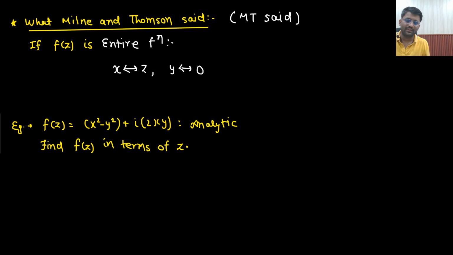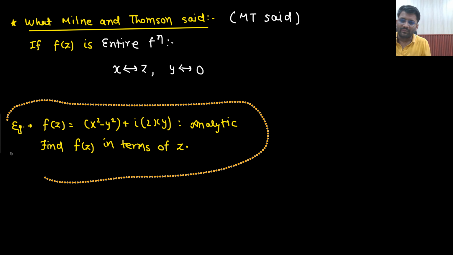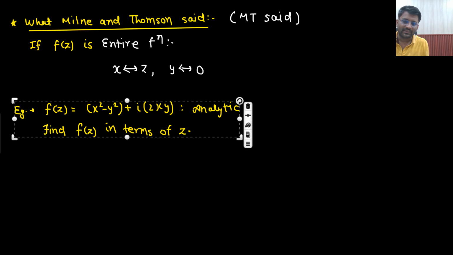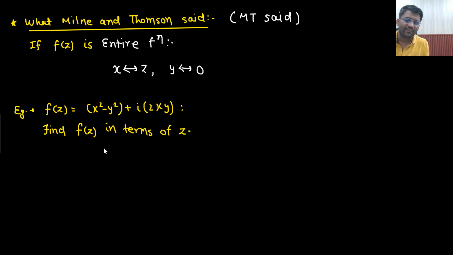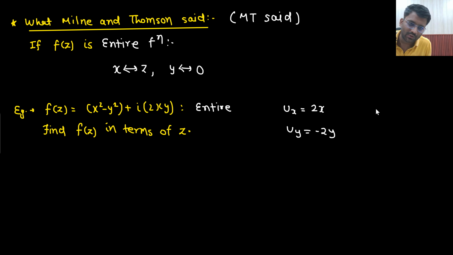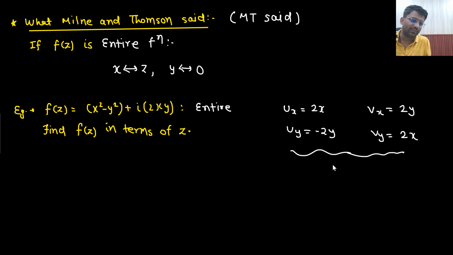What does that mean? Now this f of z is given, and it is given that it is an entire function. You can check as well, on your own. How can you check? You can check by calculating ux, that will come out to be 2x. Then you can calculate uy, that will come out to be minus 2y. Then vx, that will be 2y, and vy, that would be 2x. You can say that yes sir, it is nothing but an entire function.